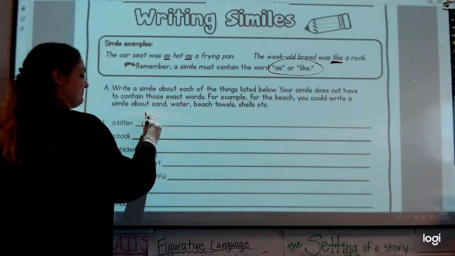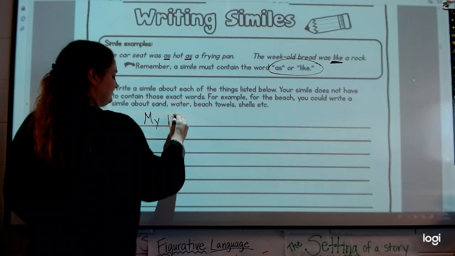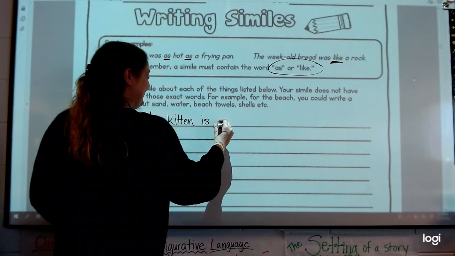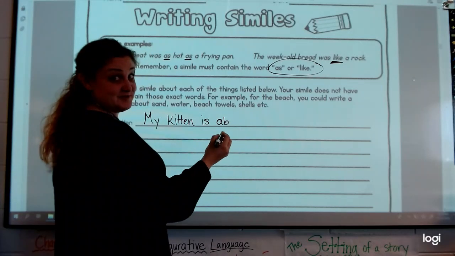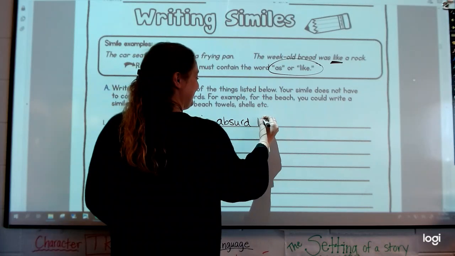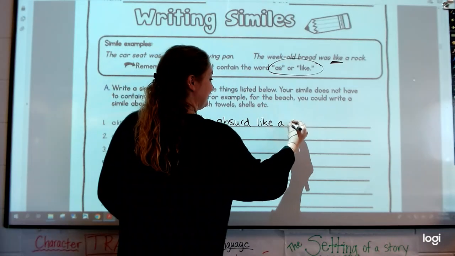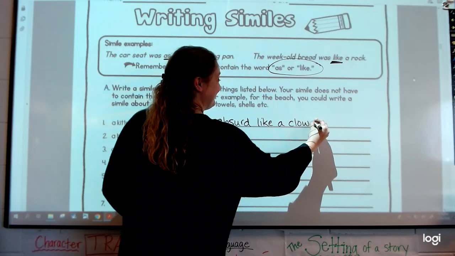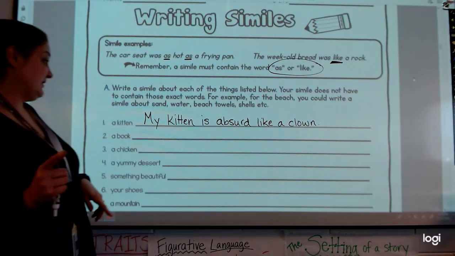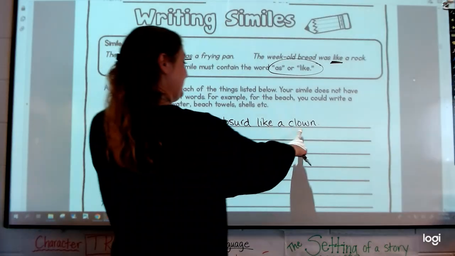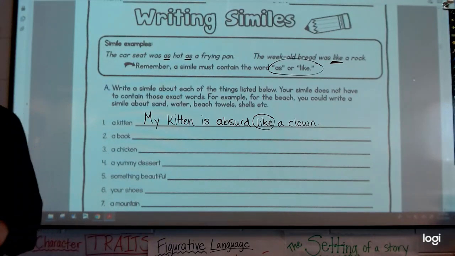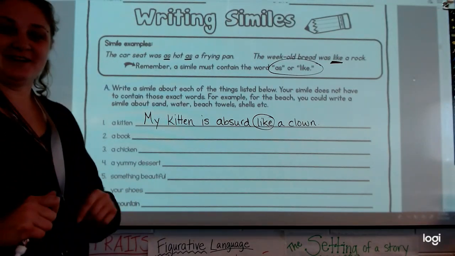So I'm going to say, my kitten is absurd. I'm using one of our vocab words instead of silly. Is absurd like a clown. All right, now I'll check to make sure I made a simile. I compared my kitten to a clown, and I did use like or as. I used like in this example. So my kitten is absurd like a clown.